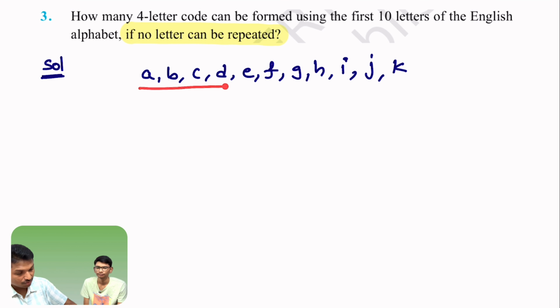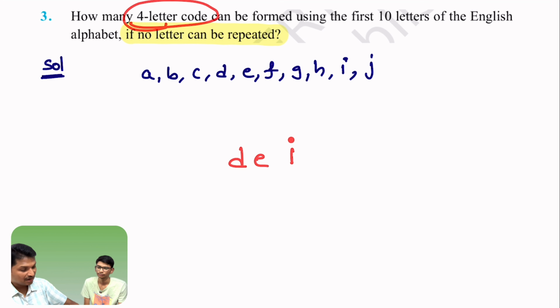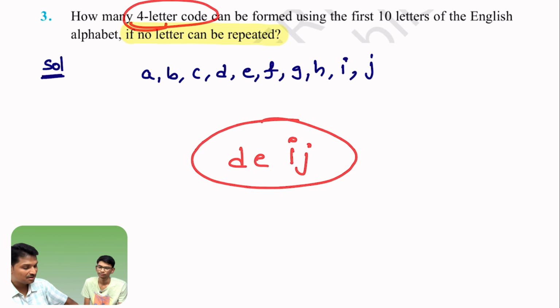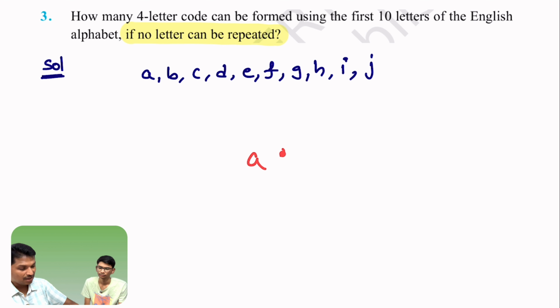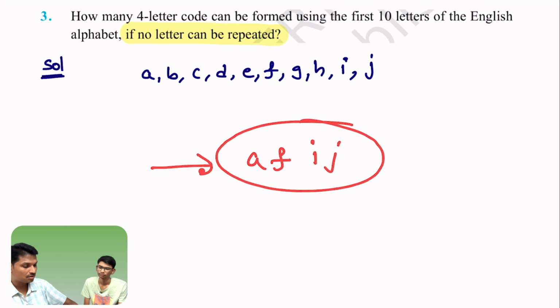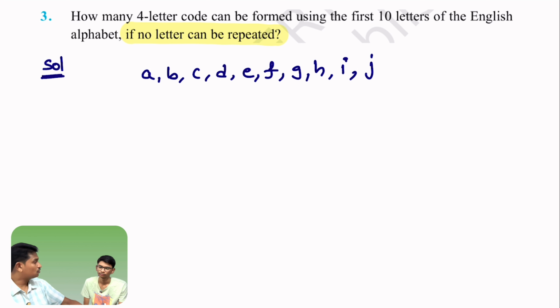You got 10? 1, 2, 3, 4, 5 up to J, right? Total how many alphabets are there here? 10 alphabets. You need to form a 4-letter code. For example, D, E, I, J. What is this? It's a 4-letter code, right? Or else A, F, I, J. This is one 4-letter code. Like that, how many 4-letter codes can be formed? And they are saying that no letter can be repeated.